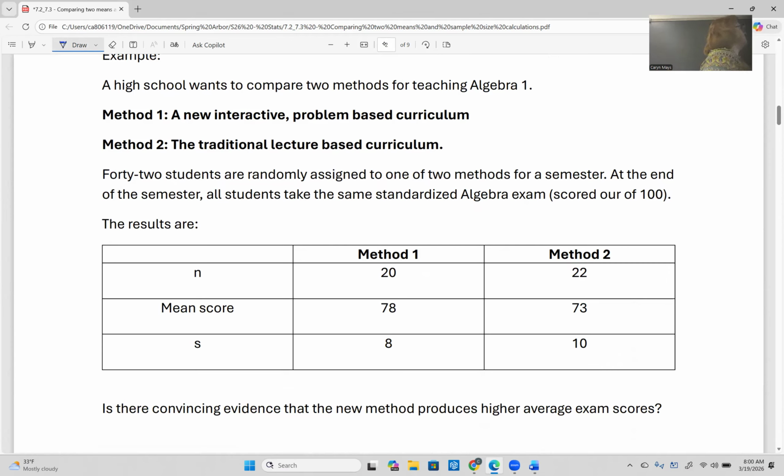and the results we get are that for method 1, we have 20 students assigned to that curriculum. Their mean score was 78. Their standard deviation was 8. Method 2 had 22 students assigned to it. Their mean score was 73. And the standard deviation of their sample was 10.